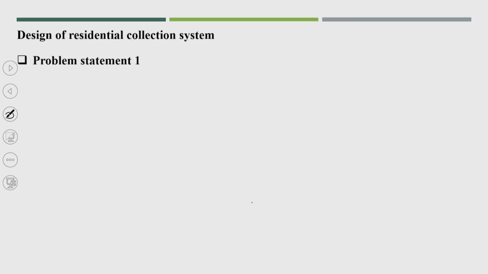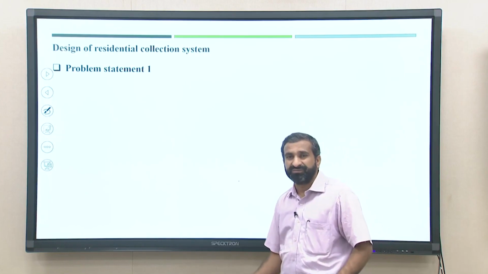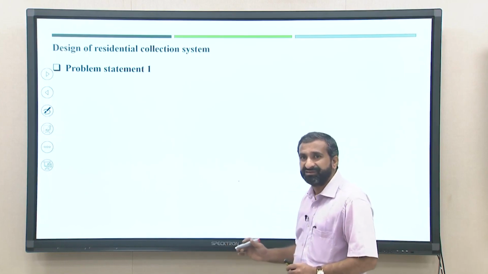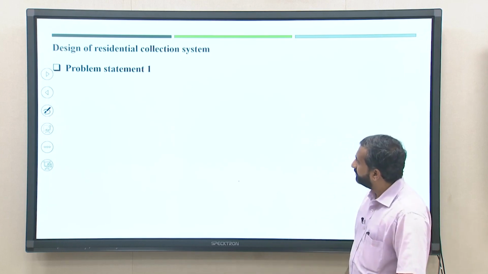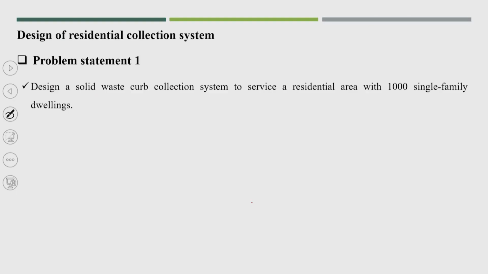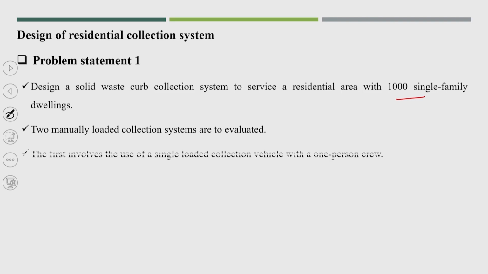Now, we will go for a problem. Here we will solve two problems with different operations. The first problem statement is: we have to design a solid waste curb collection system to service a residential area of 1000 single family dwellings, and two manually loaded collection systems are to be evaluated.